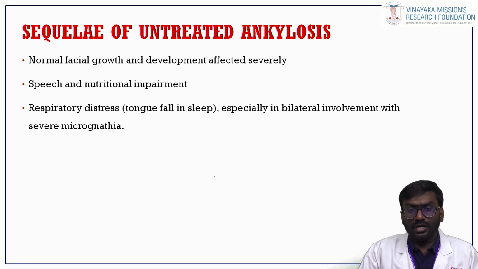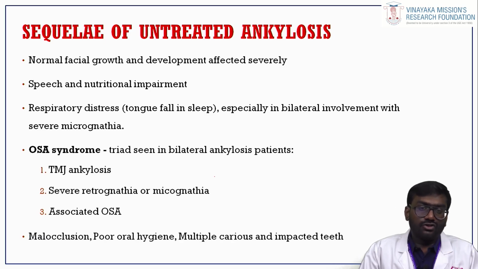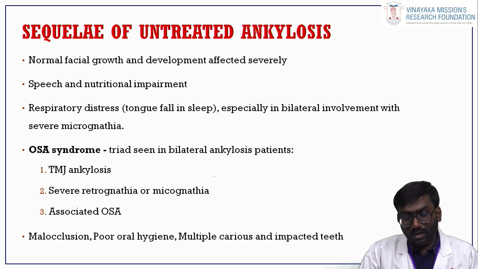The contributing features are the micrognathic mandible, and the tongue, which is normally grown, will fall back and obstruct the posterior pharyngeal airway. As I told you, this results in a syndrome called obstructive sleep apnea syndrome. So it is a triad of features. You have temporomandibular joint ankylosis, you have severe retrognathia or micrognathia, and you have associated obstructive sleep apnea. When these three conditions are present, we call it obstructive sleep apnea syndrome, and it is an emergency. So nowadays it has to be treated immediately after birth if the patient has this particular syndrome.